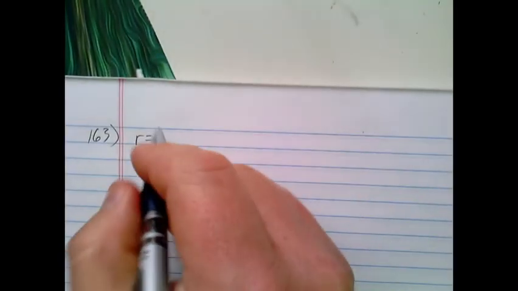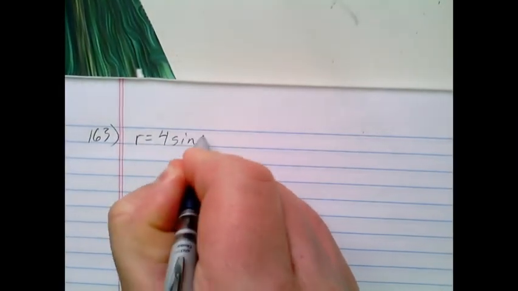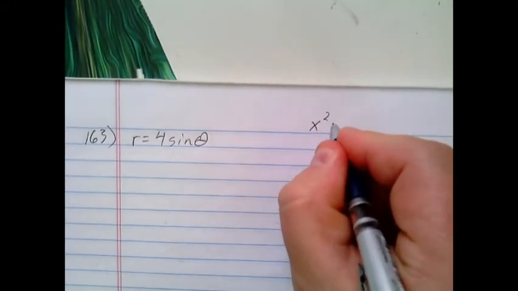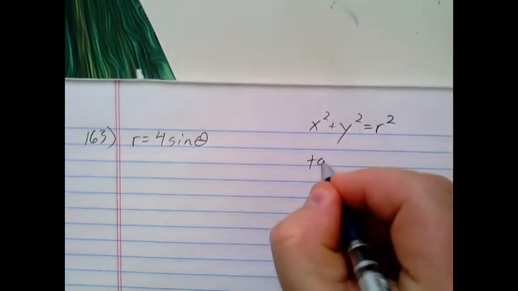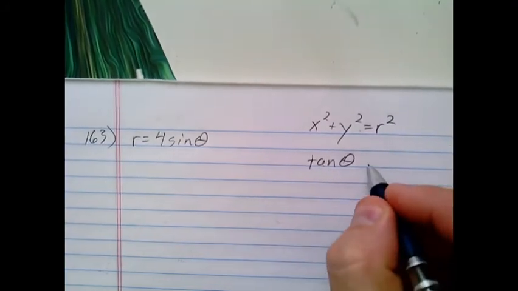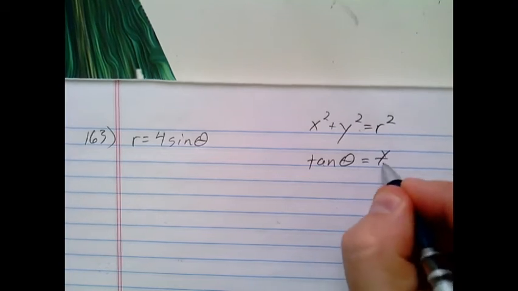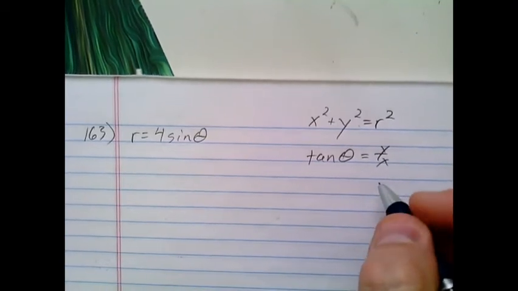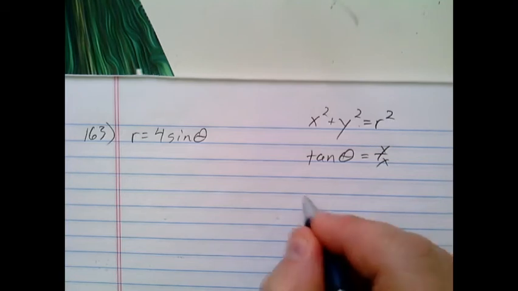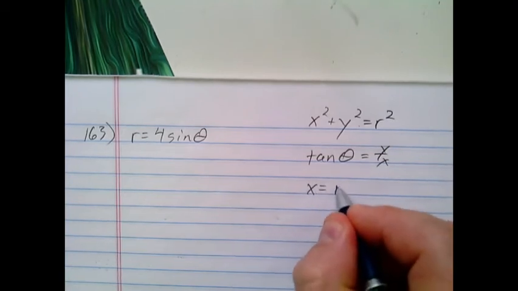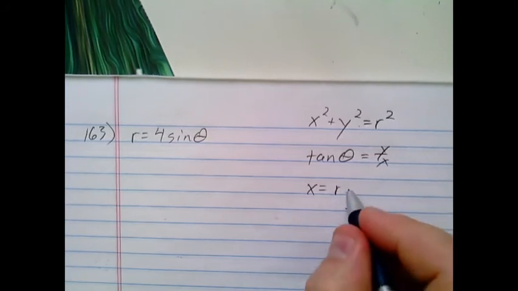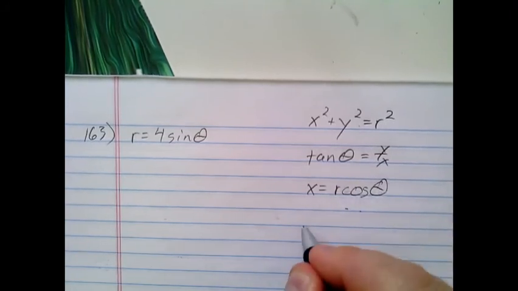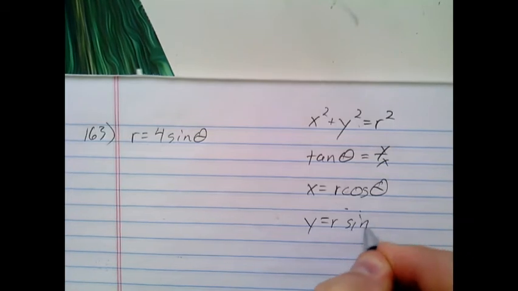So r equals 4 sine theta. Now let me write out my formulas again. I recommend that until you feel like you've got these formulas memorized, just write them out every time you start a problem. That'll help you get them committed to memory. x equals r cosine theta, and y equals r sine theta.